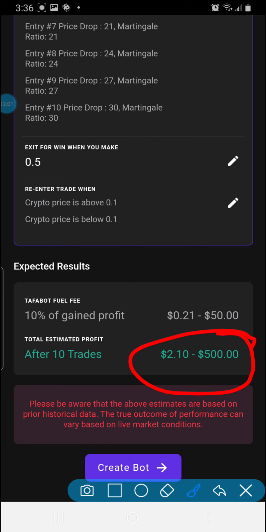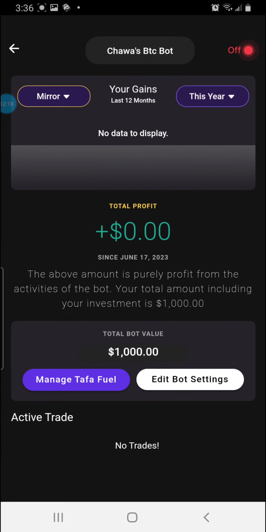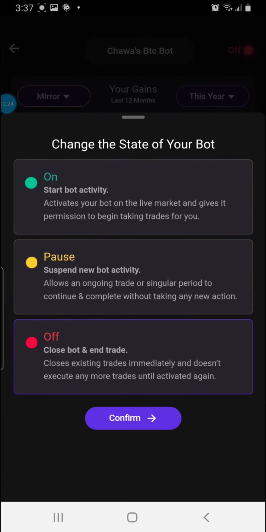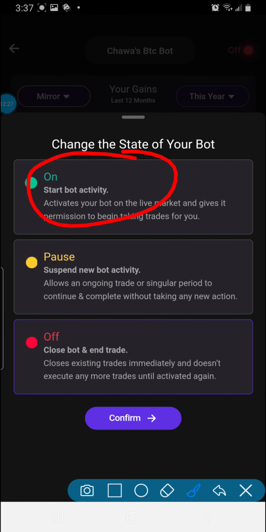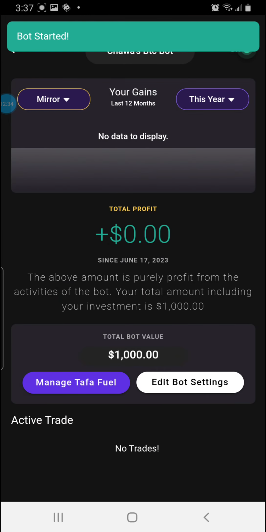All right, so what do I do next? I click create bot. Once I click create bot, my bot is almost set, and then I can put it on. So let's just give it a short period of time. It will come on, and good, I am set. So what do I do next? After creating the bot, I click the off button and then put it on. Once I put it on, I click confirm. My bot is set. Bot started.